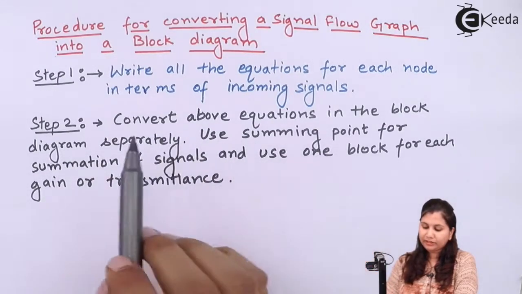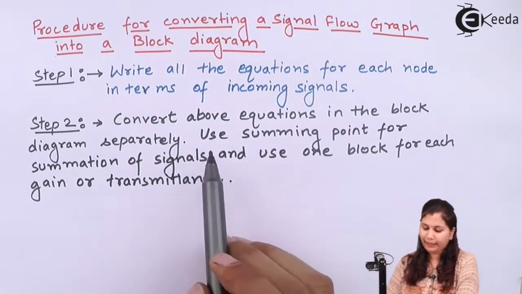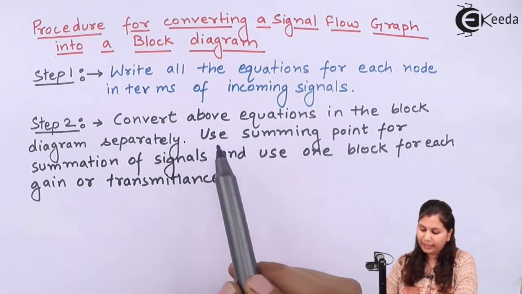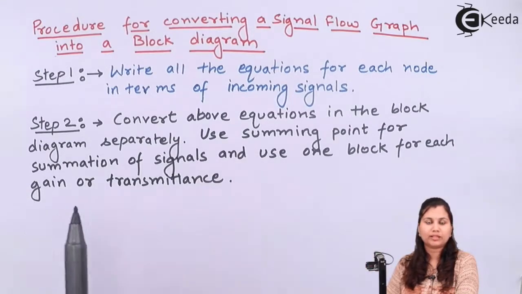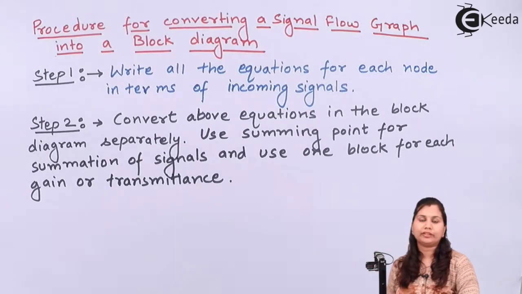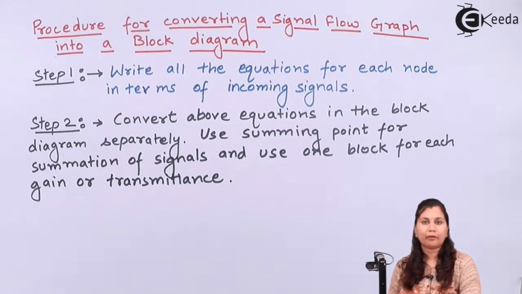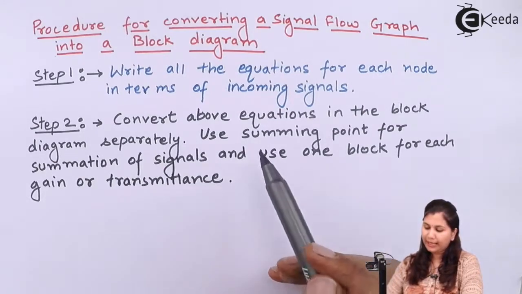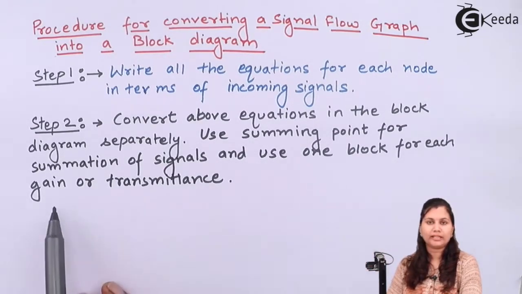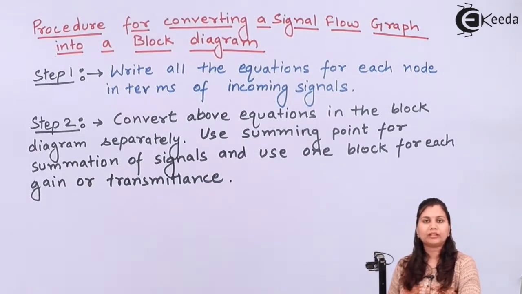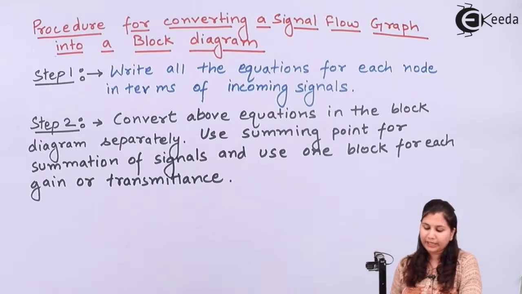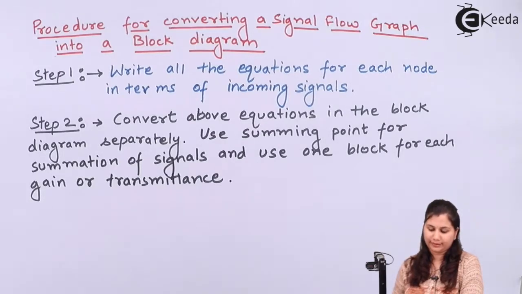And when we are converting the equations into the block diagram, keep one thing in mind: you should use a summing point for the summation of signals. Whenever in the equations we get the sum of two signals, we have to use a summing point for that while converting, and one block should be used for each gain or transmittance. So after step number 2, you will get the block diagram for each of the equations.